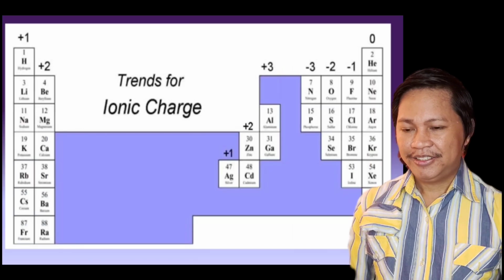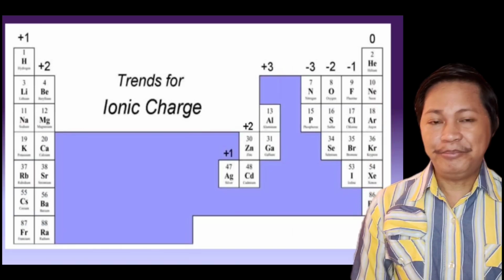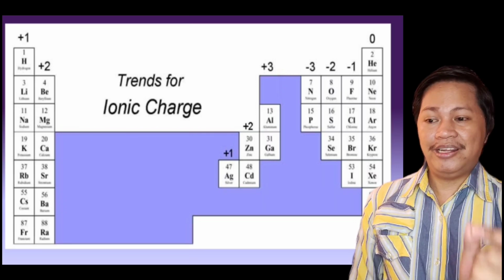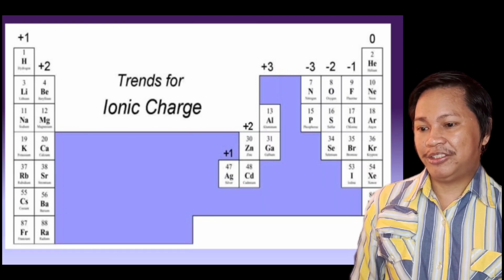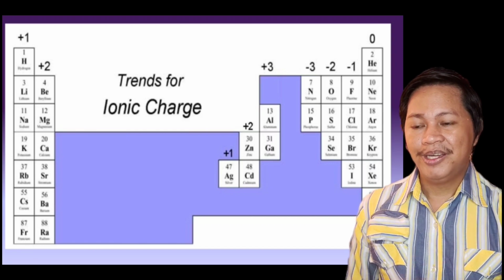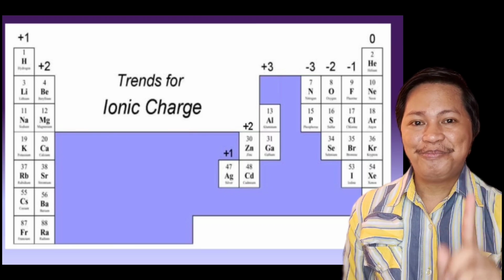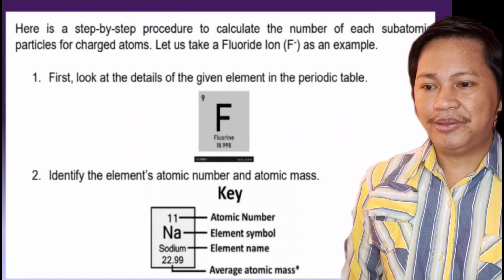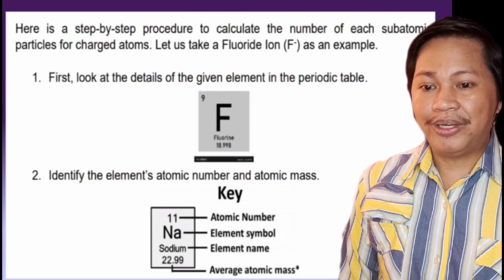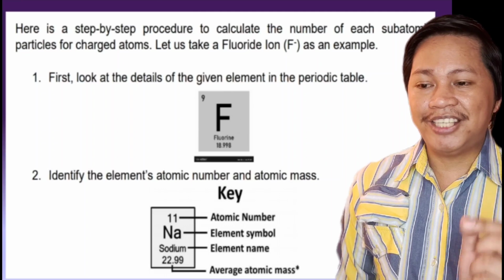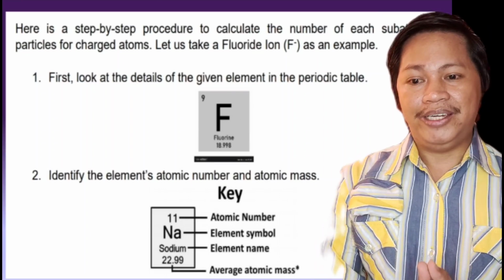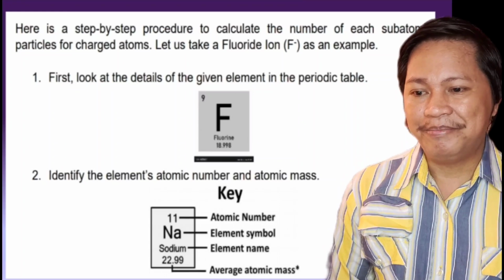Okay. So in here, class, for example, in this picture, we have hydrogen, lithium, sodium, potassium, rubidium, cesium, francium. Lahat sila ay may charge na positive 1. Okay, so let's go back to the module now. Here's a step-by-step procedure to calculate the number of each subatomic particles per charged atom. Let us take a fluoride ion as an example.